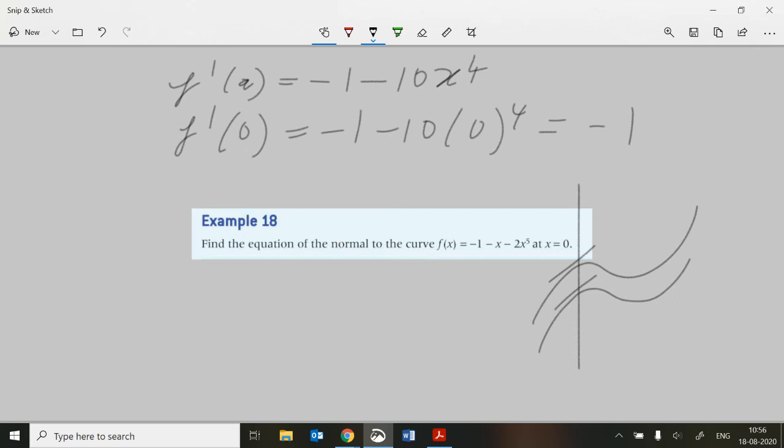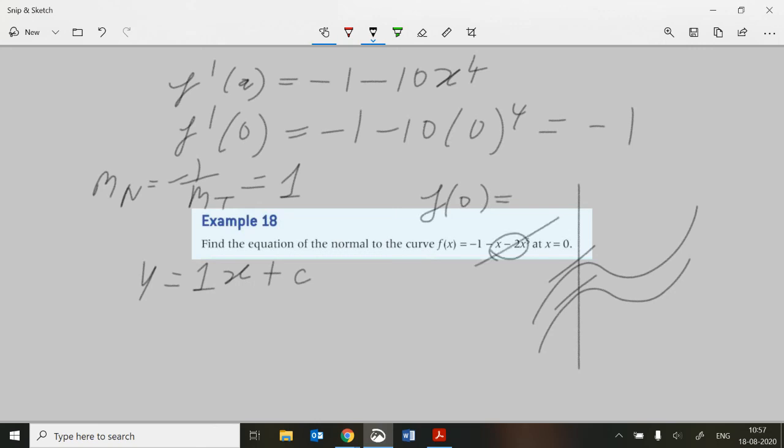Now the equation of the normal is, remember, the gradient of the normal is minus 1 over m, the gradient of the tangent, and the gradient of the tangent is this. So we're getting minus 1 divided by minus 1, which is plus 1. Now we've got y equals mx plus c, so we've got 1x plus c. We just need c. And in order to find c, we'll need a coordinate point. So we need the coordinate point at x is equal to 0. So we need f of 0. And f of 0, you can see all of this is going to disappear, and we're just going to get minus 1.